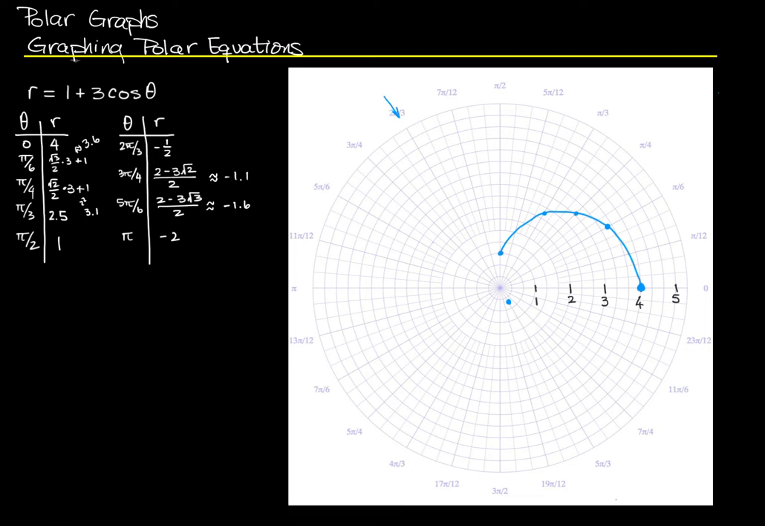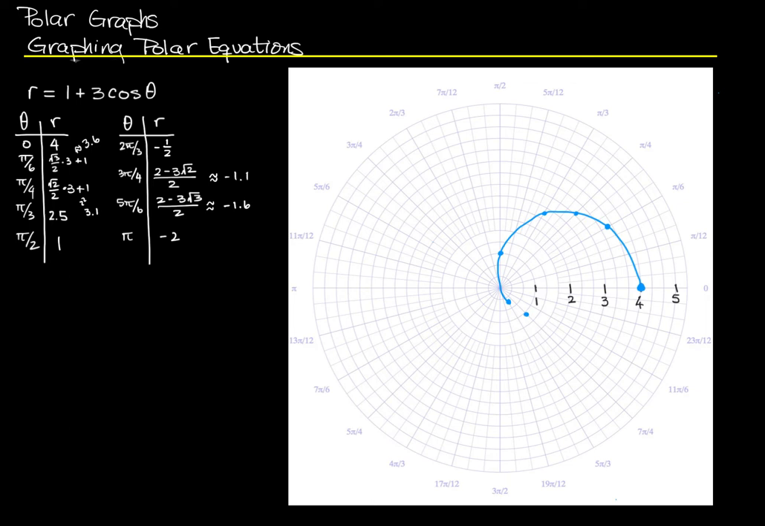So if I connect that point now to the rest of them, I get something that looks like this. And then I can keep plotting. My next point is 3 pi over 4, negative 1.1. So I'm going to go around to 3 pi over 4, and then from the origin, instead of going 1.1 in this direction, I'm going to go 1.1 in this direction. So there's my 1, so my point's going to go right about there.